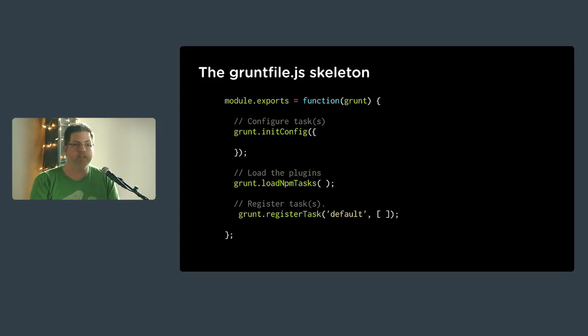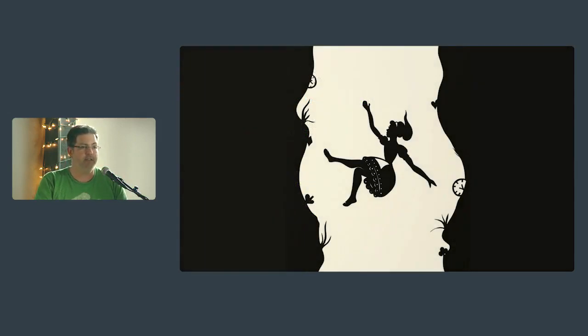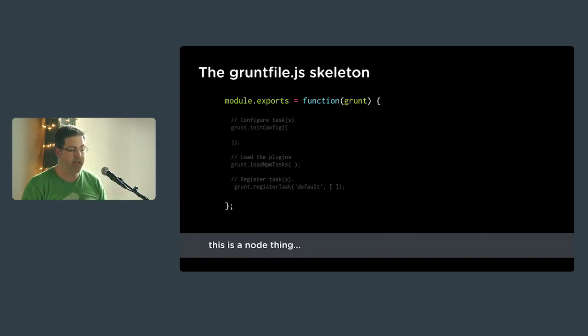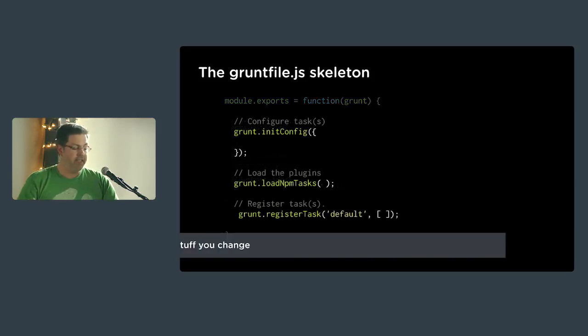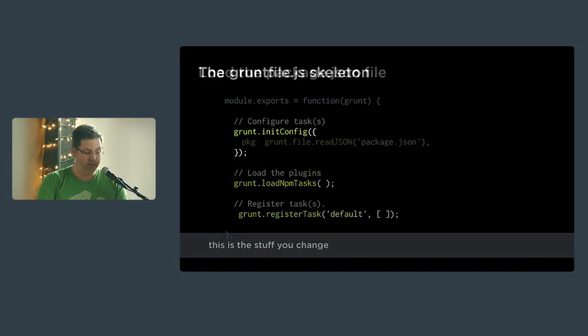It may look a little daunting. There's a lot of stuff in here. So you may be feeling a little like Alice falling down the rabbit hole, but that's okay. Let's take it one step at a time. This whole module.exports equals function, grunt, blah, blah, blah, that outer stuff, this is a Node thing. Don't worry about it. Don't touch it. You don't need to edit it. You don't need to change it. If you want to learn how module.exports works, take Andrew's Node.js Basics course, and he'll explain that. What you're interested in is these three sections. This is the stuff you change. So let's talk about those.